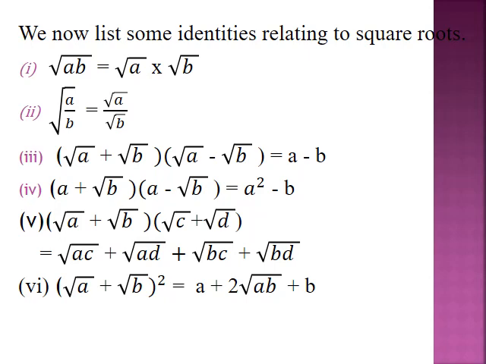And the first identity from last year: (root a plus root b) whole square equals a plus 2 root ab plus b. So you have to learn all these identities so that you are able to solve the questions which are based on these identities.